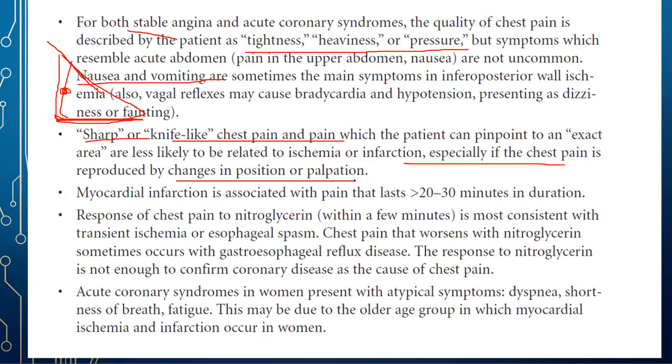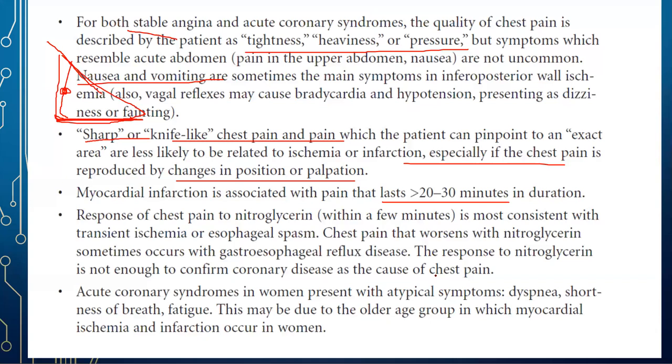Now remember I told you about stable angina, unstable angina and myocardial infarction. The timing is also important. Most of the time stable or unstable angina gets better within 10 minutes. But with myocardial infarction, the pain usually lasts more than 20 to 30 minutes. That's one of the clues you should remember.